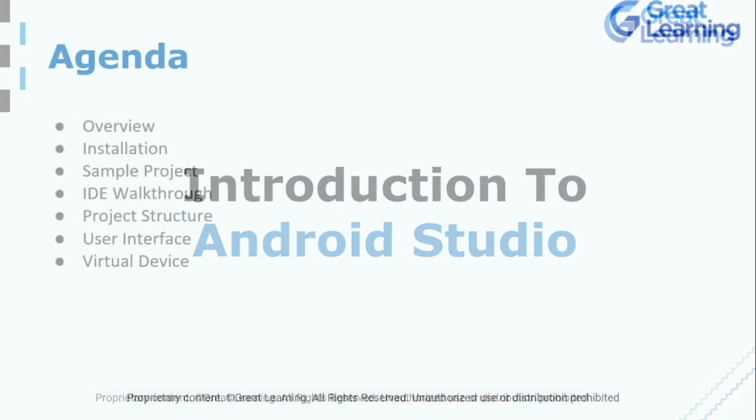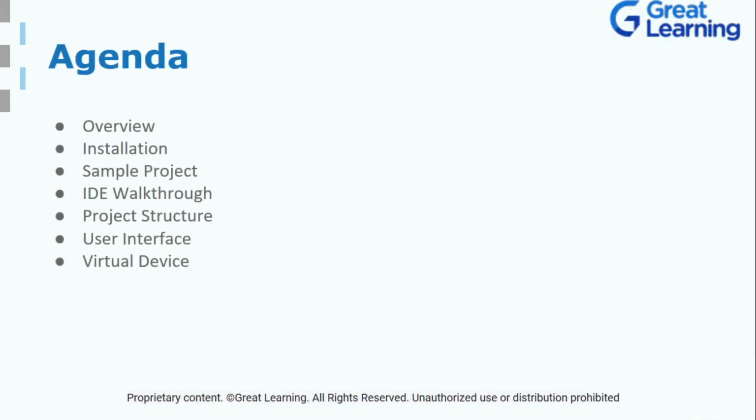Okay, so now what are the things that we are going to cover? We first will talk about why Android Studio, the overview of Android Studio. Then we will talk about the installation process and why we need the JDK. The language that we'll be using, or the focus here, is Java. So we will see how to install all those things.